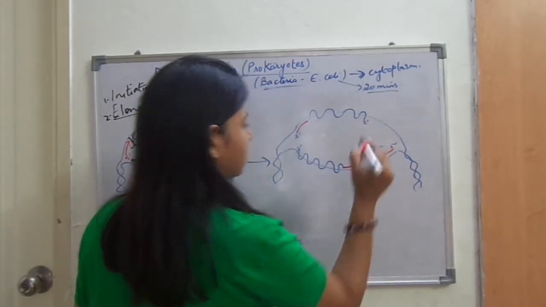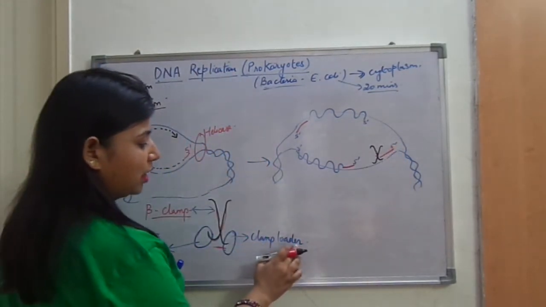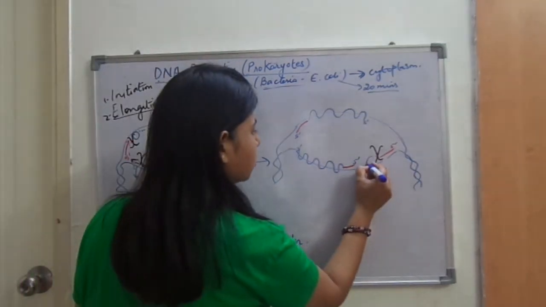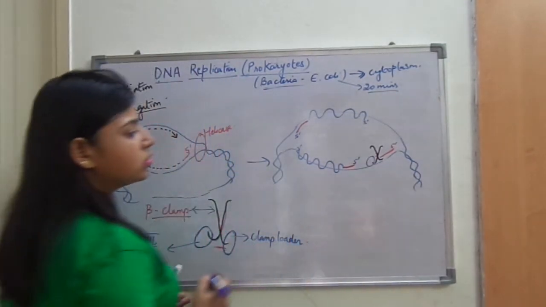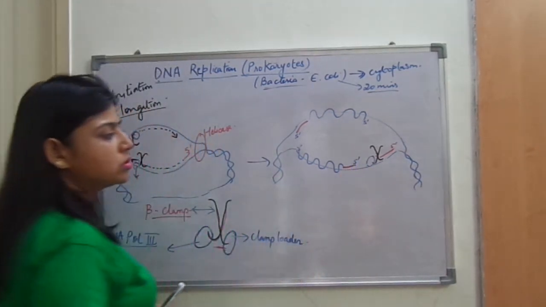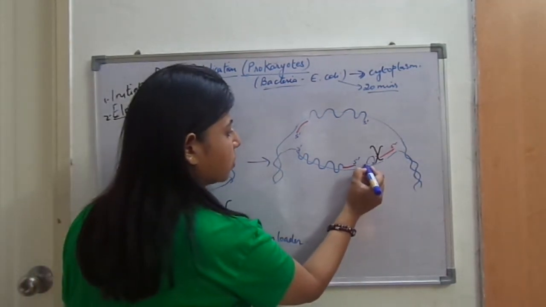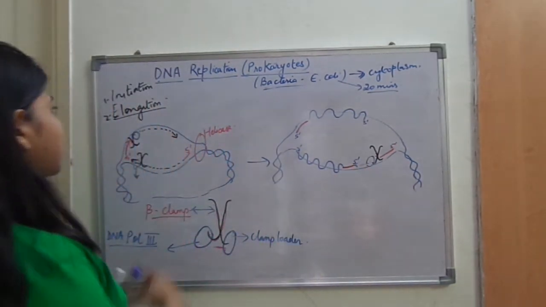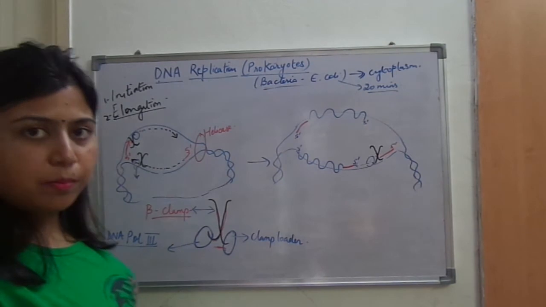So again a second beta clamp will be loaded with the help of a clamp loader, and this clamp loader is further going to attach this DNA polymerase 3 over here, and move in this direction until it reaches this position, so that further DNA synthesis occurs. Now this is the elongation part of DNA replication.